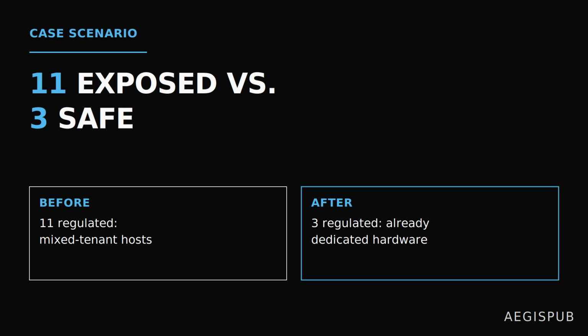Of your 14 regulated customers, 11 are currently co-located on mixed-tenant hosts with other customers. 3, by coincidence of capacity planning, happen to be on hosts that are exclusively allocated to their workloads. The 11 mixed tenant placements are your immediate problem. The 3 regulated customers on single-tenant hardware are safe from the published exploit because the common mechanism, the shared CPU and L3 cache, does not exist in their case. They share nothing with another customer's workloads at the compute layer.